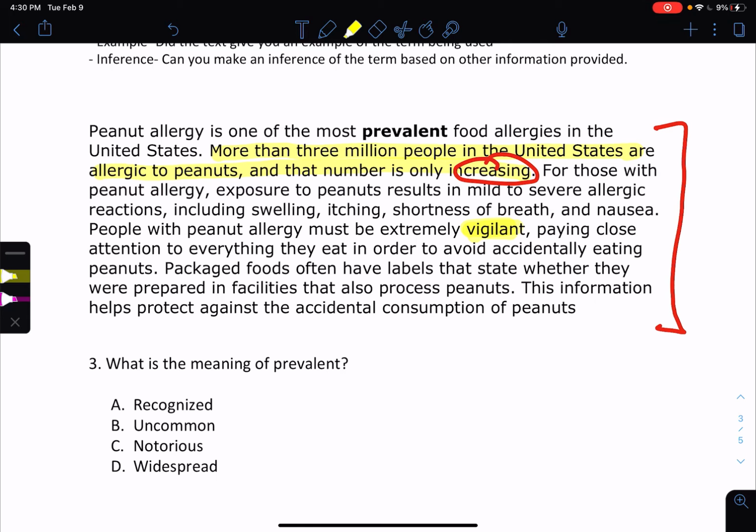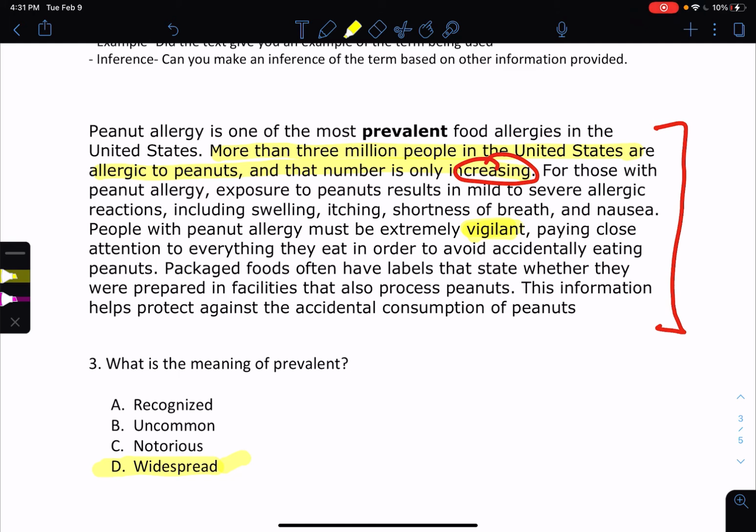Is it recognized? No, not necessarily. Uncommon? It's the opposite of uncommon, actually. Notorious? Notorious means well known, not for the best reasons. But the answer is widespread, because there are so many. Widespread means something that is pretty common.